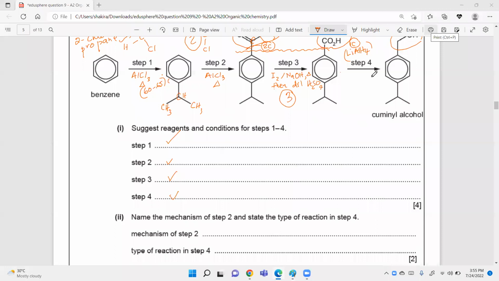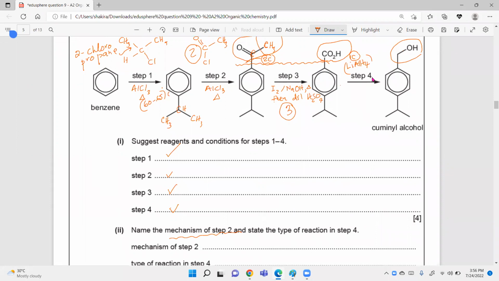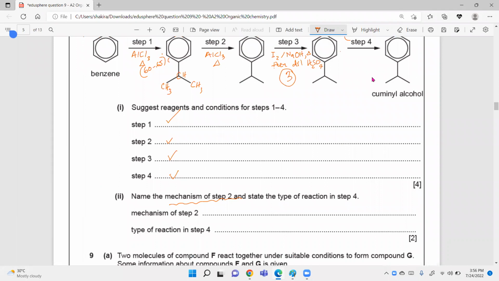Let's go to the last part of the question. Name the mechanism of step 2 and state the type of reaction in step 2. Mechanism of step 2. Step 2 is here. What's happening? In step 2, we have an acyl part getting attached to the system. This is called an electrophilic substitution reaction.